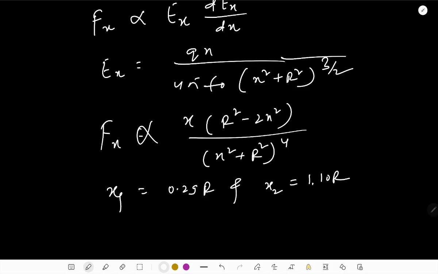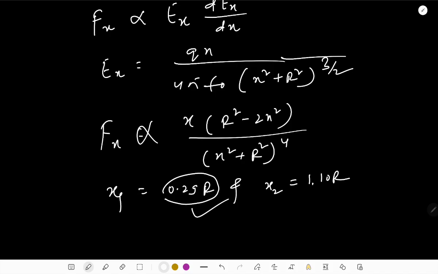And comparing the value of the force at these points, we found that at point x1, that is at a distance 0.29 r from the center of the ring, the force is greatest. So this will be the answer.